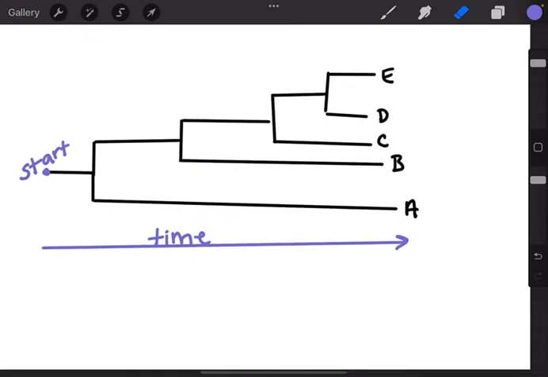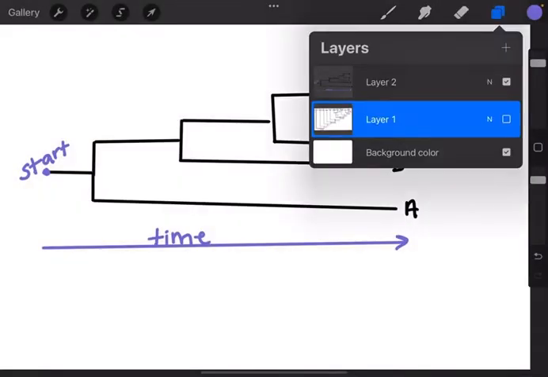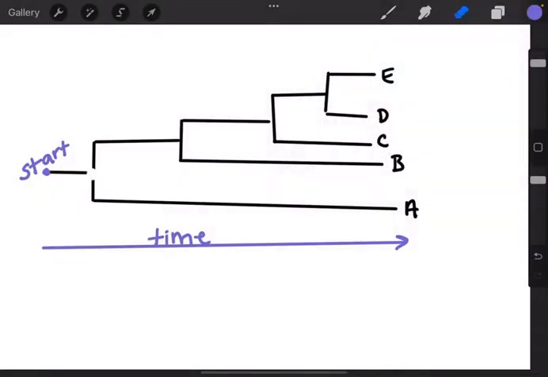We want to look first at what a node is. A node is any place on our phylogenetic tree where there is some splitting of some kind. There's a fork in the road. So our first one is right here. Here's our first node, second, third, and fourth node. And each of these nodes represent a speciation event.